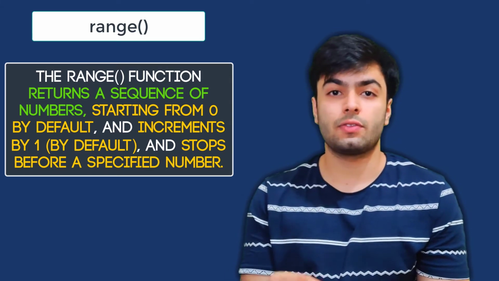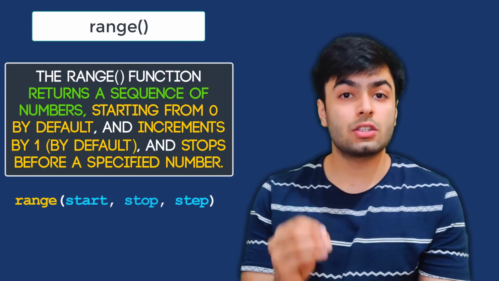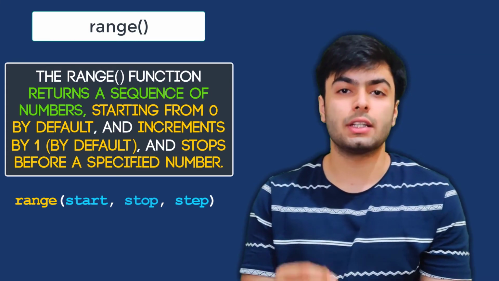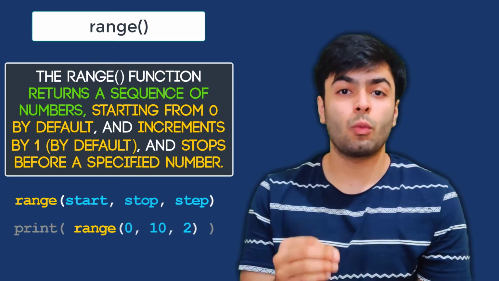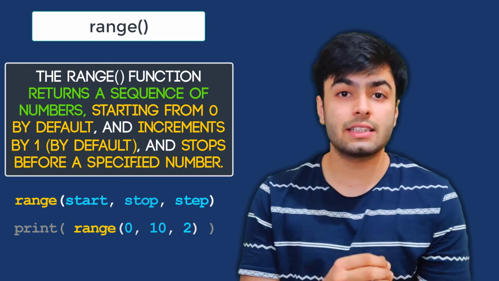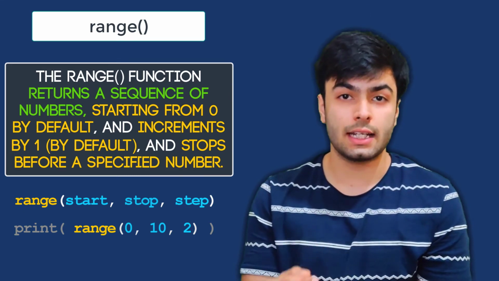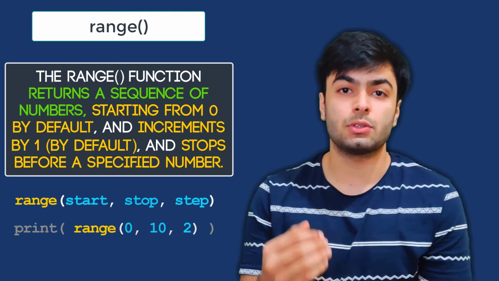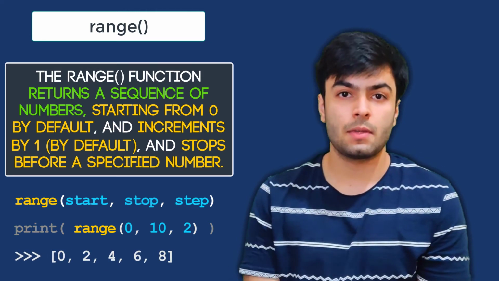The syntax of the range function is as follows. Note that the stop term is not included in the range. As an example, if we use the range function where the start term is equal to 0, the step size is equal to 2, and the end term or the stop term is equal to 10, we would have the following sequence of numbers: 0, 2, 4, 6, and 8.